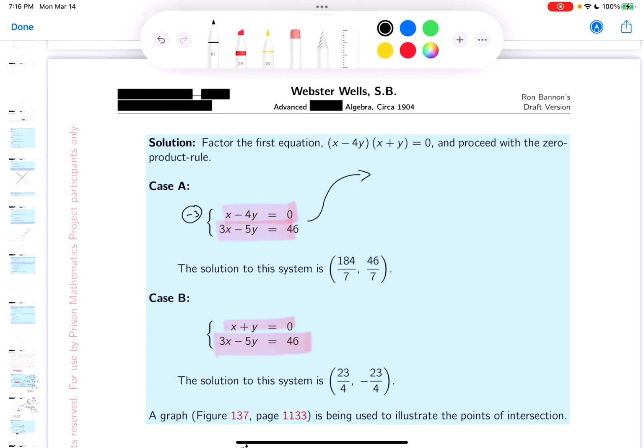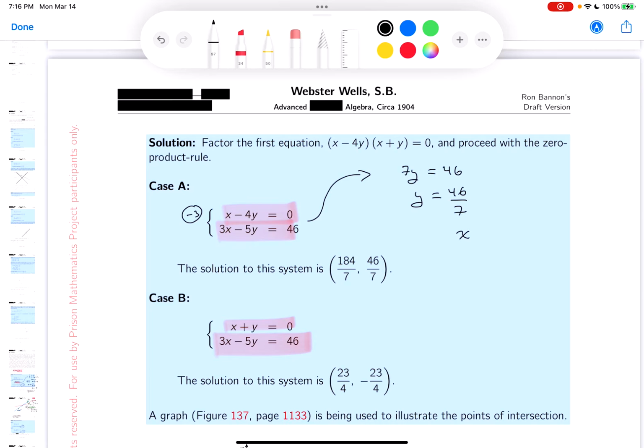So you would get no x's. You would get 12y minus 5y is 7y equals 46. Kind of nasty though, isn't it? y equals 46 over 7. And then what do you got to do? You got to get the x. So I'm going to put that down for you.